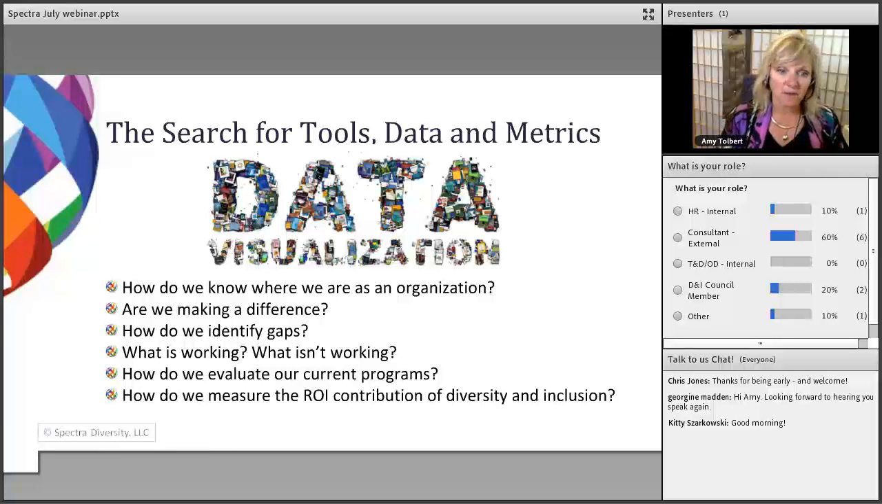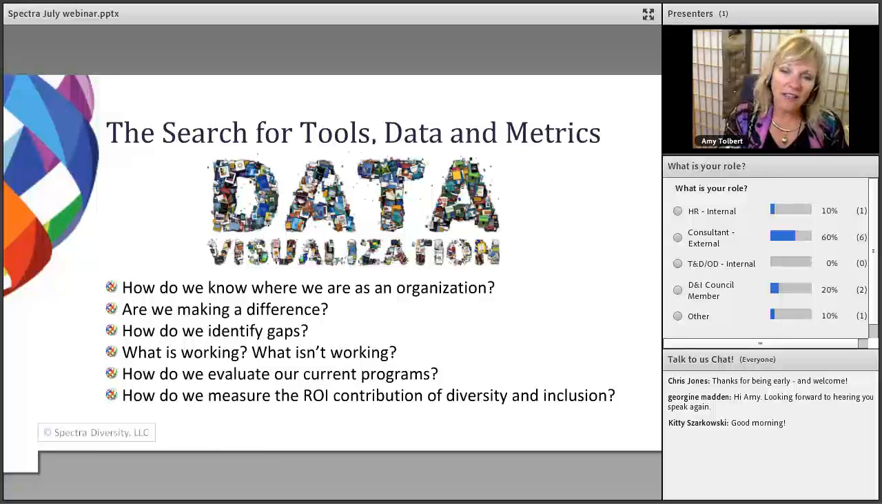I want you to think about the beginning, the assessment, the data. We're all on a search. And quite frankly, our field of diversity and inclusion is being scrutinized at levels like never before. People are asking for tools, they're asking for proof, they want evidence, they want data, they want metrics, and you're going, how do I ever come up with all of those things?